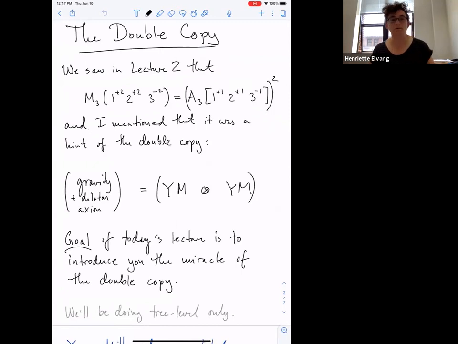There are double copy versions at loop level, specifically at the integrand level, before you do the loop integration. There's a double copy proposal there. I won't cover that. I'll stick to tree level today.